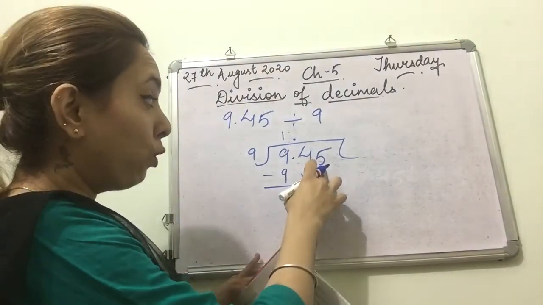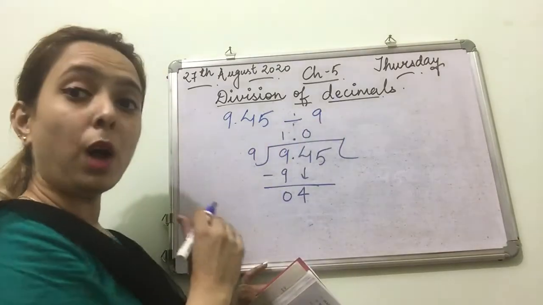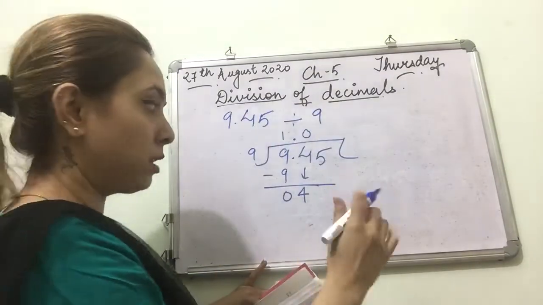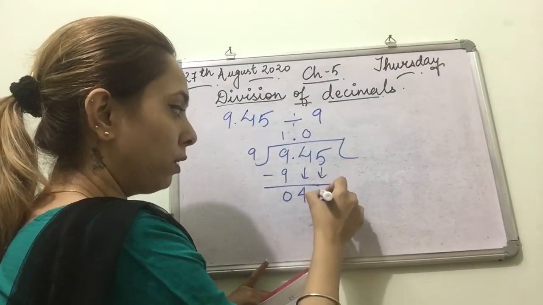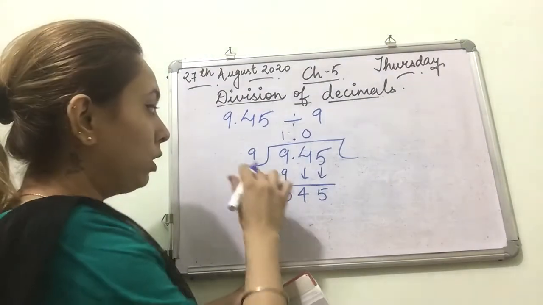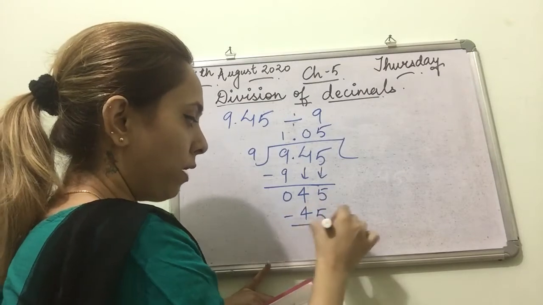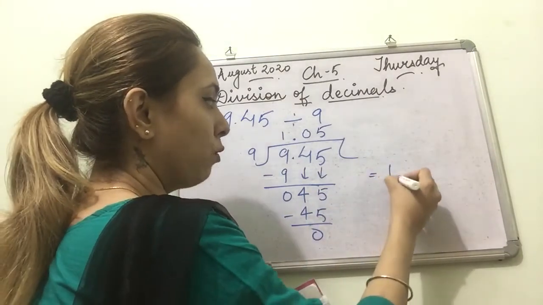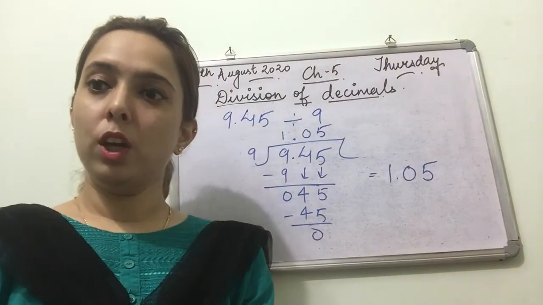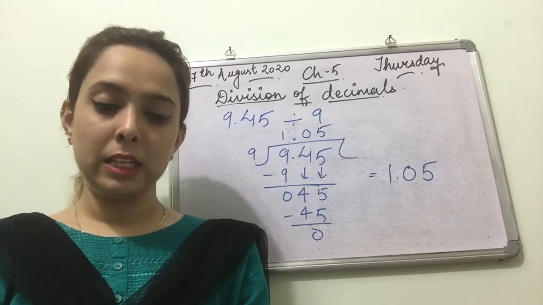But before getting this 5 down, we have to put a 0 here. Now we are dividing the decimal part, so you will put 0 after the decimal to get this 5 down. Now this 45 is divisible by 9. 9 5s are 45. So your answer is 1.05.